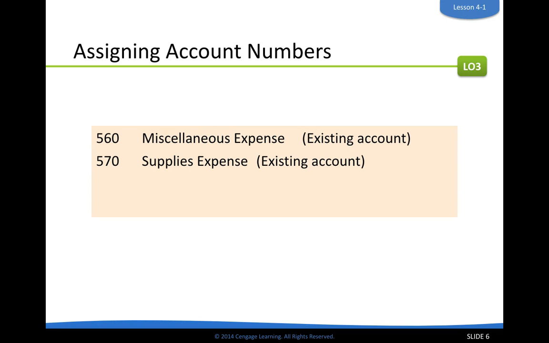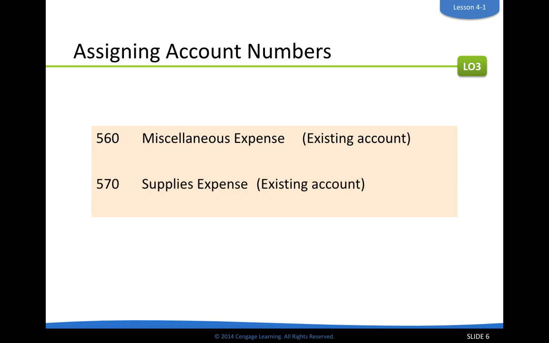Next, we're going to look at how we assign account numbers. So you can see that our expenses are listed in order alphabetically. Right now we have 560 is miscellaneous expense, 570 is supplies expense. Well, if we want to add a new account called postage expense, P would fall between M and S. So what we have to do is count by 5s to squeeze it in between 560 and 570. Postage expense would be account 565, so that our expense ledger maintains the alphabetical order.